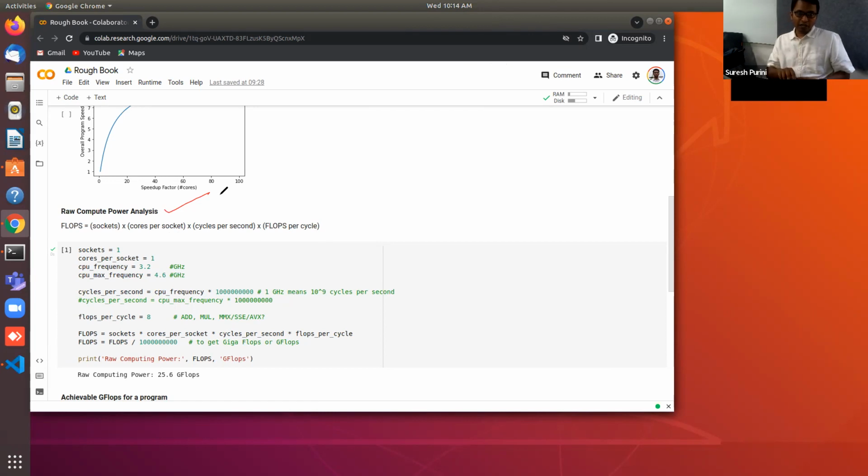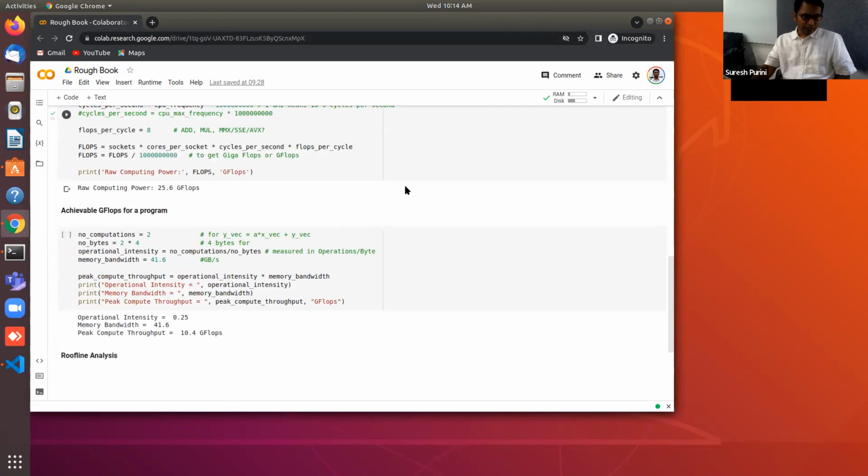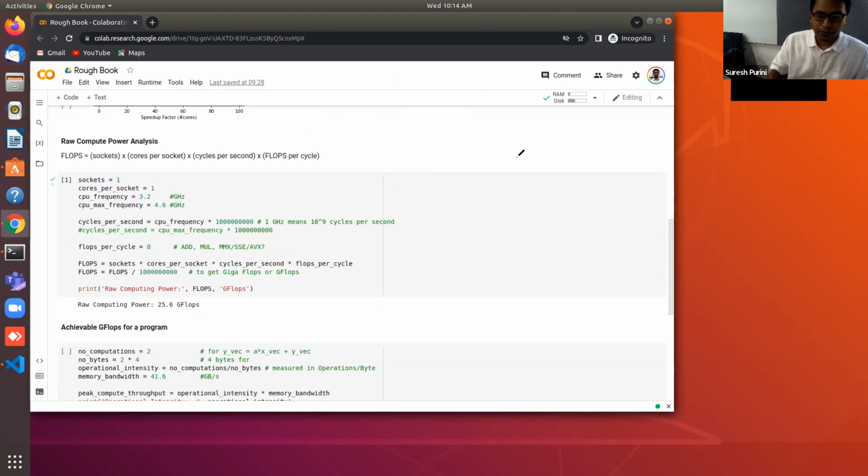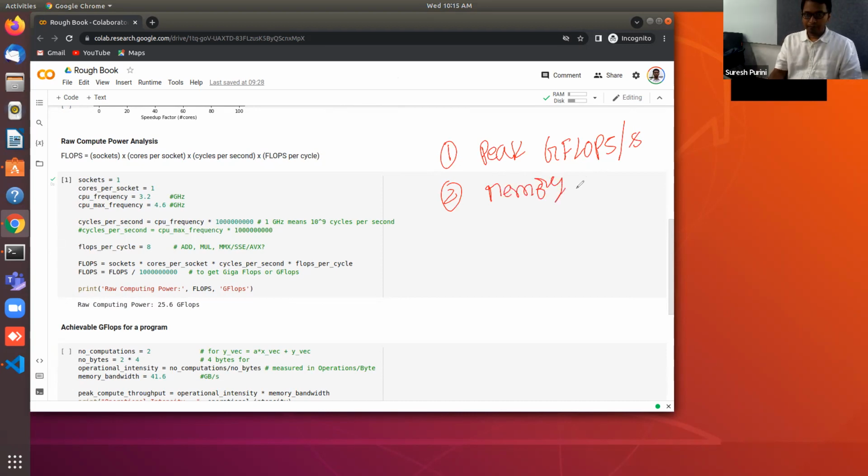And the second important thing is, what is the available bandwidth? What is the peak available memory bandwidth? So two ideas. One is peak gigaflops or raw compute power, the available peak. So here you have to be careful. Here we may want to use something like gigaflops per second. And so this is the raw compute power. Second is the memory bandwidth. What is the available memory bandwidth?